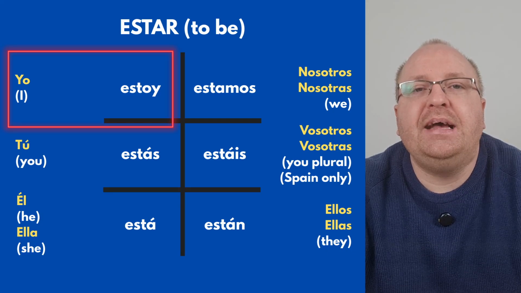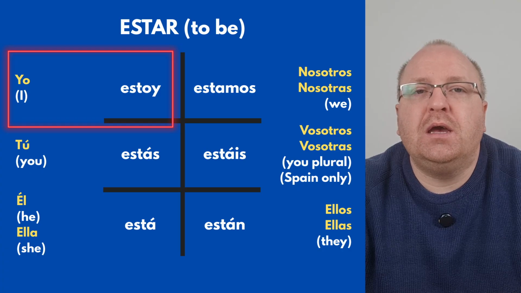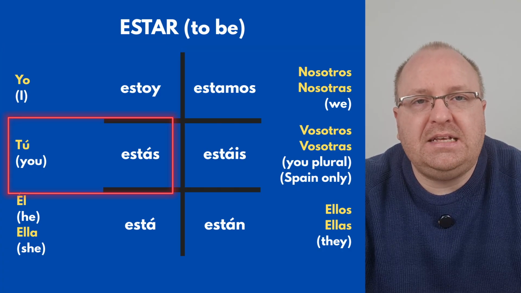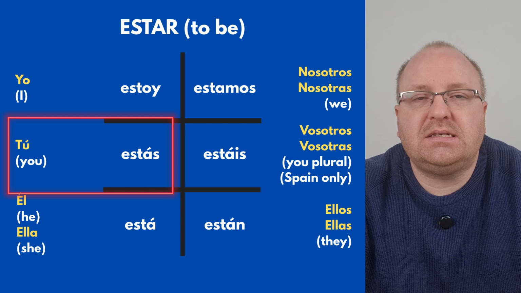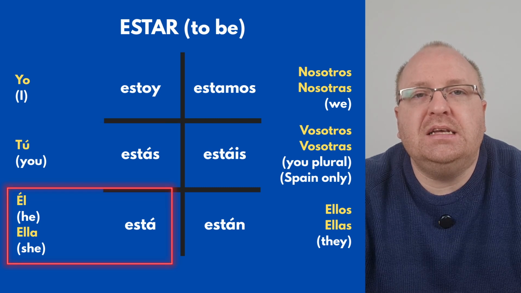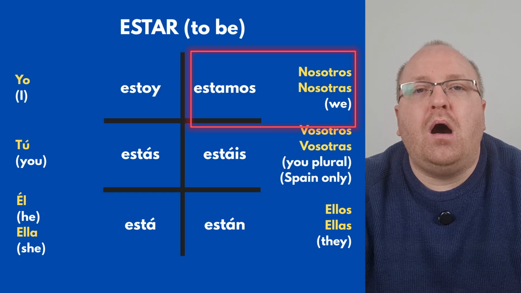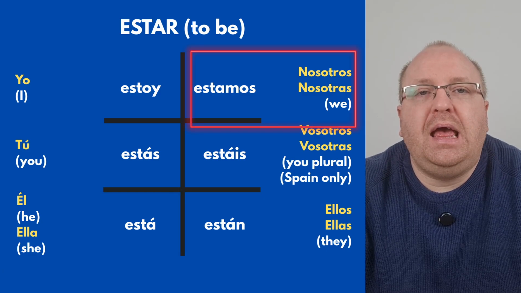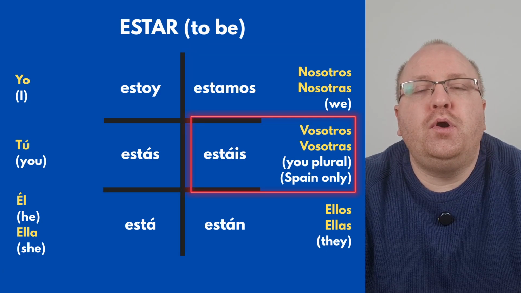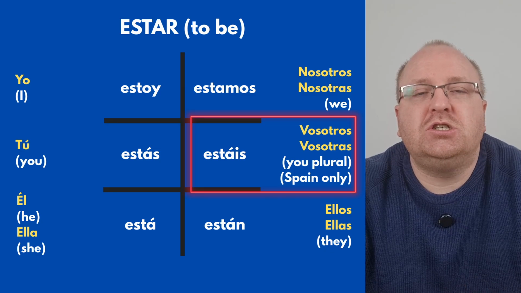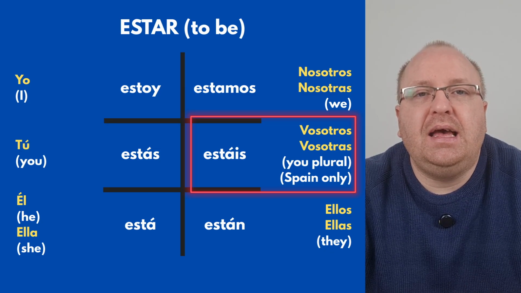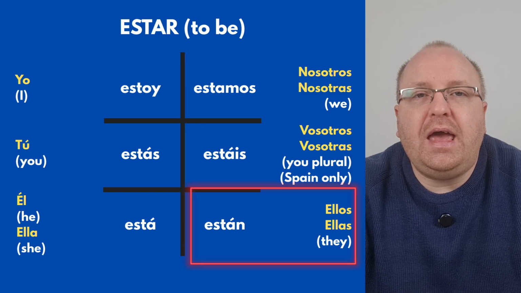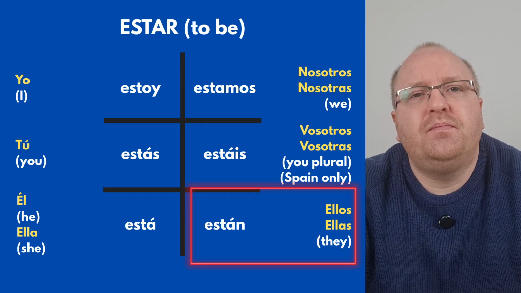I am, estoy. You are, estás. He is or she is, está. We are, estamos. You plural are in European Spanish, estáis. They are, están.